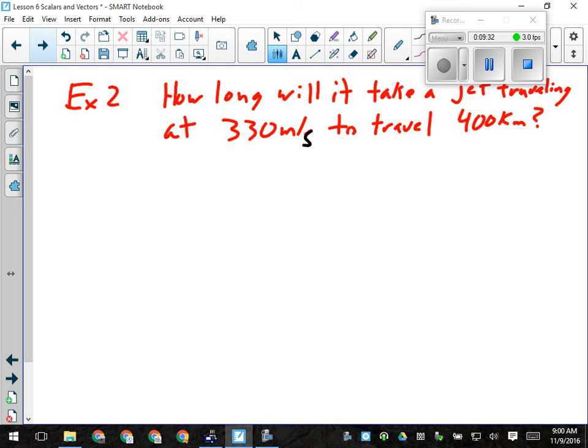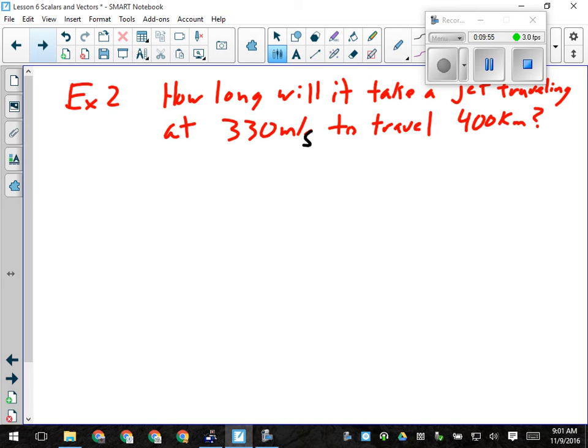Right, the units of measurement don't match. Okay, I'm given speed in meters per second, but I'm given distance in kilometers. I can't divide kilometers by meters per second. It's not going to work, because one is 1,000 times bigger than the other. Everybody follow? So anytime a problem like this one comes up, you need to make your units match.